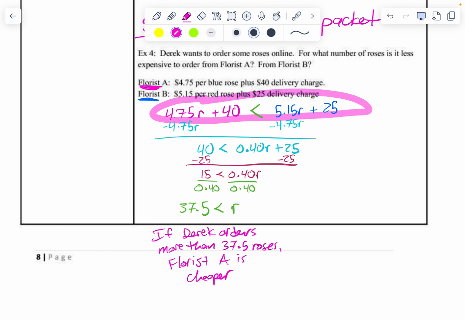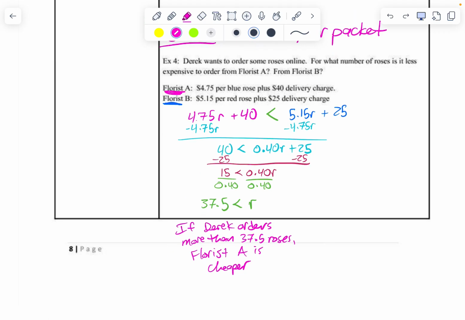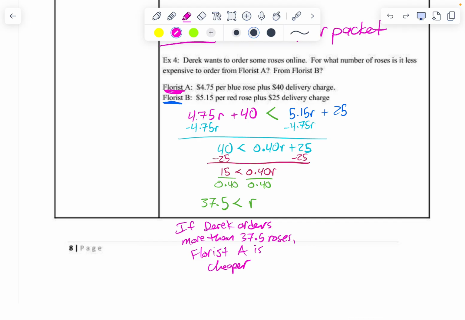Okay? Guys, the interpretation part is why we do the math. Understand this answer is useless without understanding what it means. And so why do the problem if you don't? That's true of in-context problems. We've got to know what they mean and what they're telling us. The problem goes on to say from florist B, and so we could flip that around and switch our inequality, but we know it would be less than 37.5 roses for the other company to be cheaper. So we don't really need to solve the whole thing twice, if you know what it tells you.